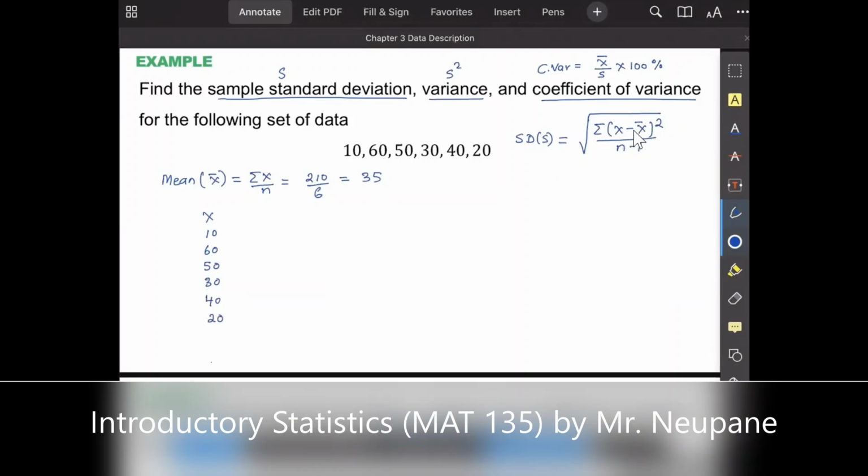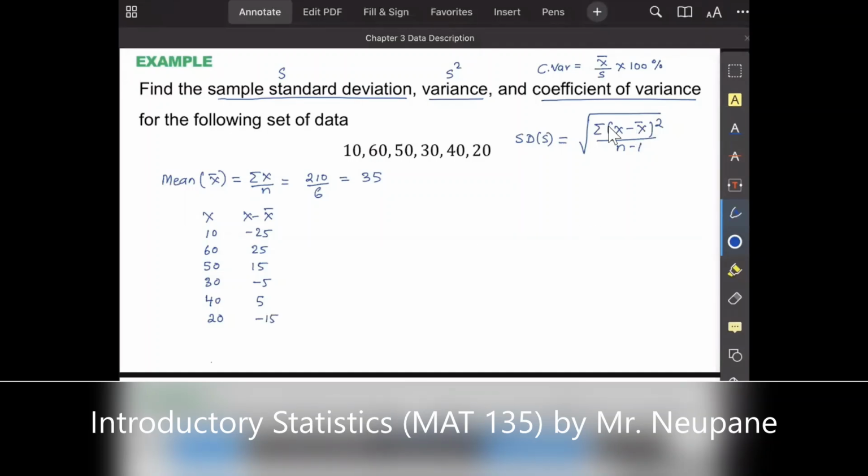Now, next I need X minus mean squared. So first you can find X minus mean. That is all these values minus 35. The first one is 10 minus 35, which is negative 25. 60 minus 35, positive 25. 50 minus 35, 15. 30 minus 35, negative 5. 40 minus 35, which is 5. And the last one is 20 minus 35, that is negative 15.